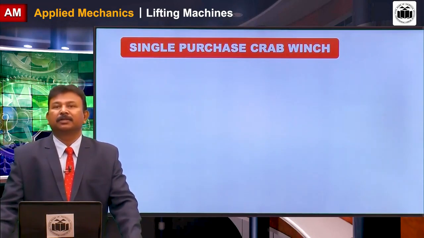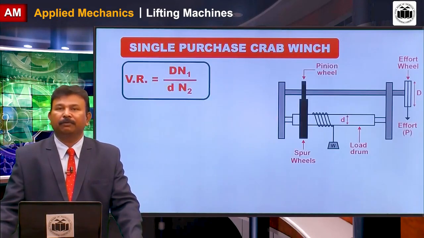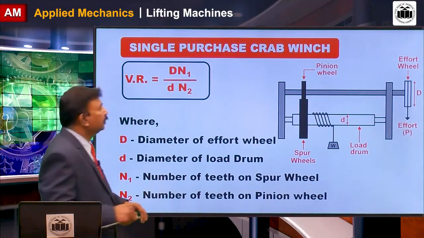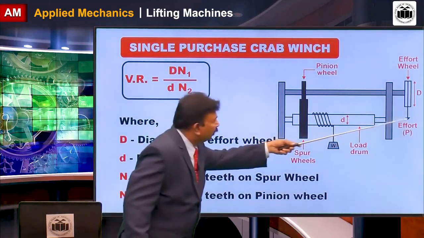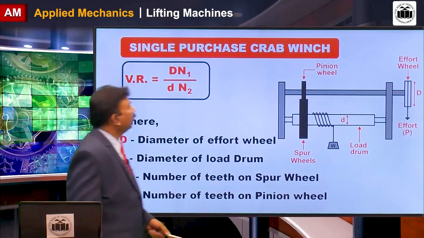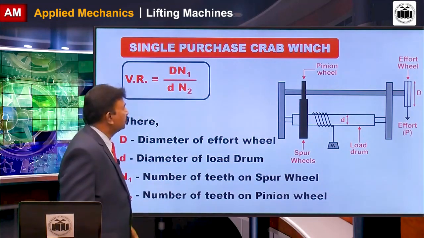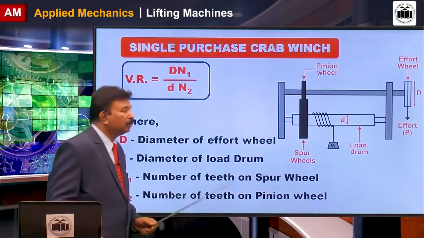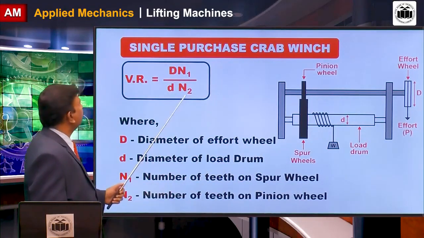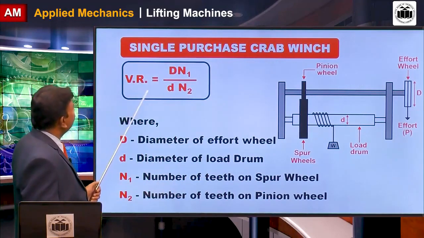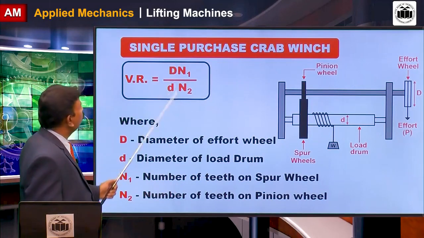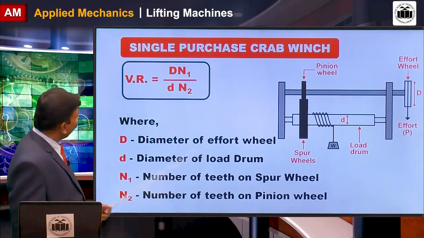Next machine is single purchase crab winch. In single purchase crab winch, we find diameter of effort wheel as D, diameter of load drum is small d. Then there are two wheels, spur wheel and pinion wheel. Spur wheel has number of teeth, pinion wheel also is having teeth. So, velocity ratio is the ratio of two diameters upon the ratio of two gears, that is gear ratio.